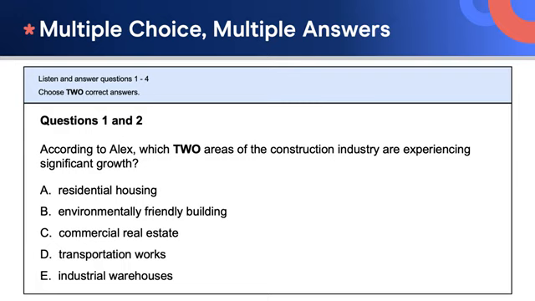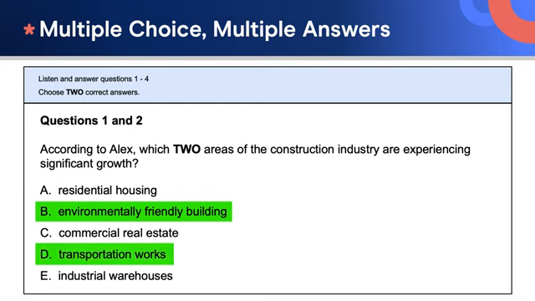Alex says we're seeing increasing demand for properties that are built using energy-efficient materials and green technologies. So this confirms the second option, environmentally friendly building. He also says, governments worldwide are investing heavily in updating and expanding infrastructure, leading to a surge in projects related to roads, bridges, and bus and rail networks. So the other correct answer is transportation works.